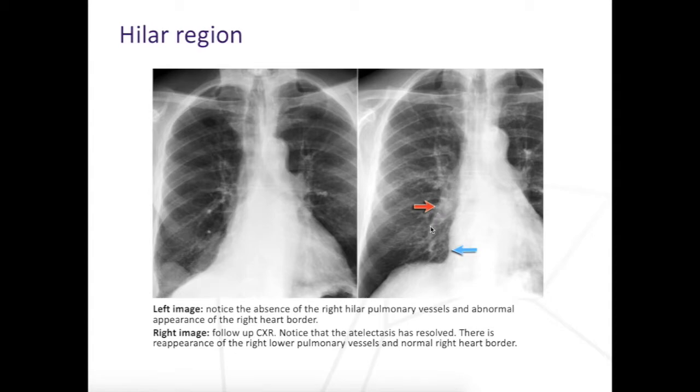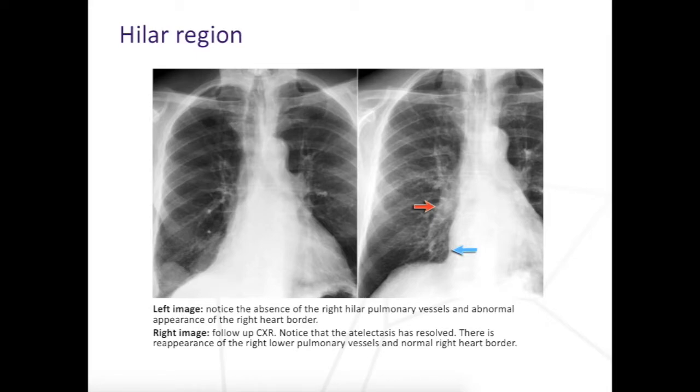You can see the red line here is a nice hilar border, so this is like a blood vessel, and then this border here is the right cardiac border. If you compare it to this side, can you see how there's an absence of a nice border? This is pathology. That's why you need to identify what is normal to be able to identify what is abnormal.